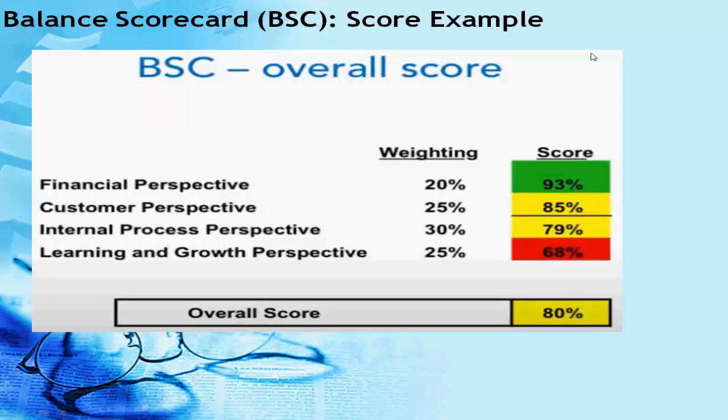Balanced scorecard score example. It's a hypothetical example with financial perspective, customer perspective, internal process perspective, and learning and growth perspective. There is a weightage here and the score here. The overall score is 80%. In this way, the balanced scorecard shows in a dashboard so that board members and management members can easily understand what condition the company is in right now.